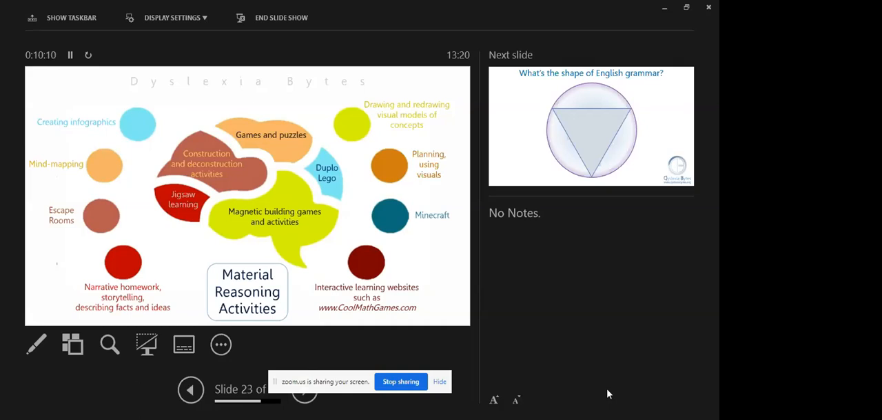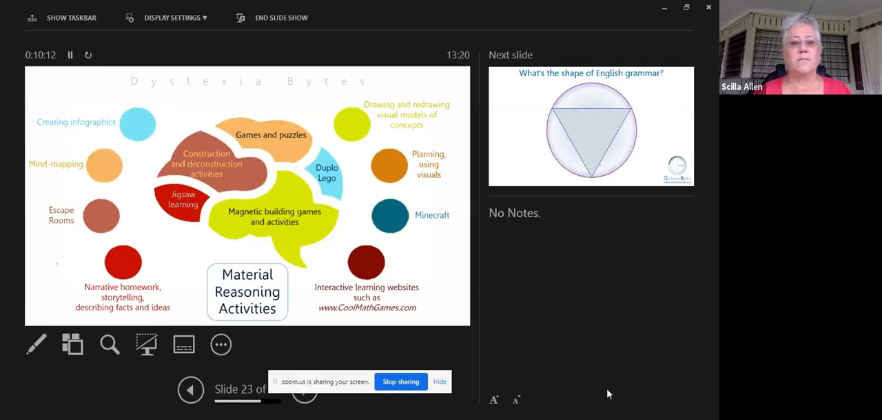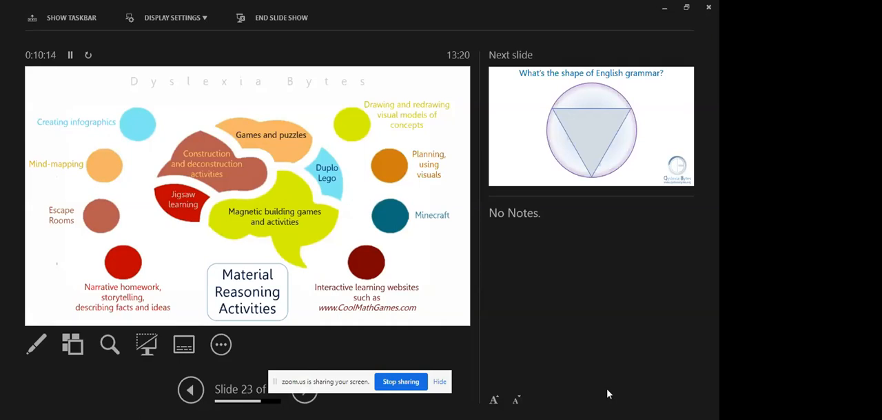Planning using visuals. Minecraft. Now, I actually know one geography teacher who spent an entire semester teaching geography through the medium of Minecraft. It was wonderful. She was sharing her experiences with me as she was doing it. It was the most wonderful, wonderful thing. And interactive learning websites such as coolmathgames.com. If you want to check out a website, that's a really good website.